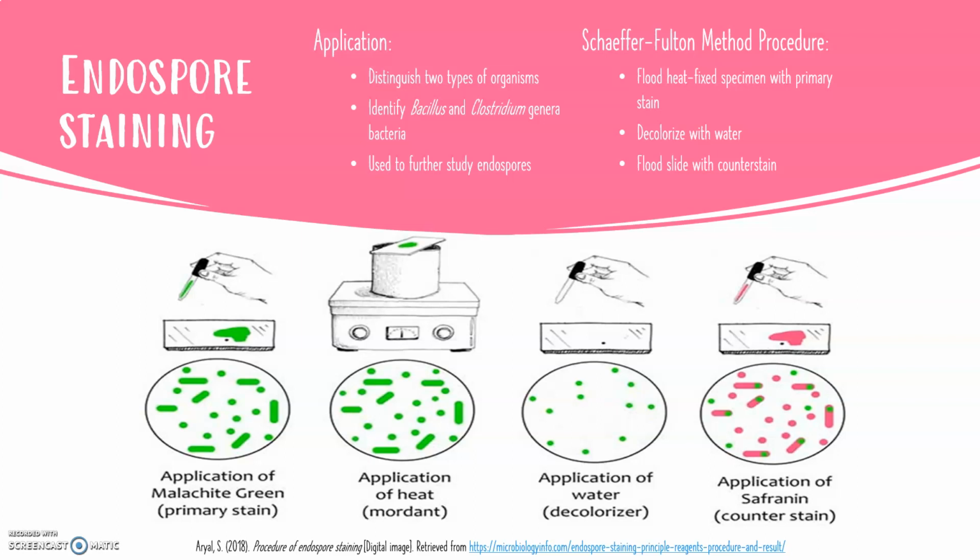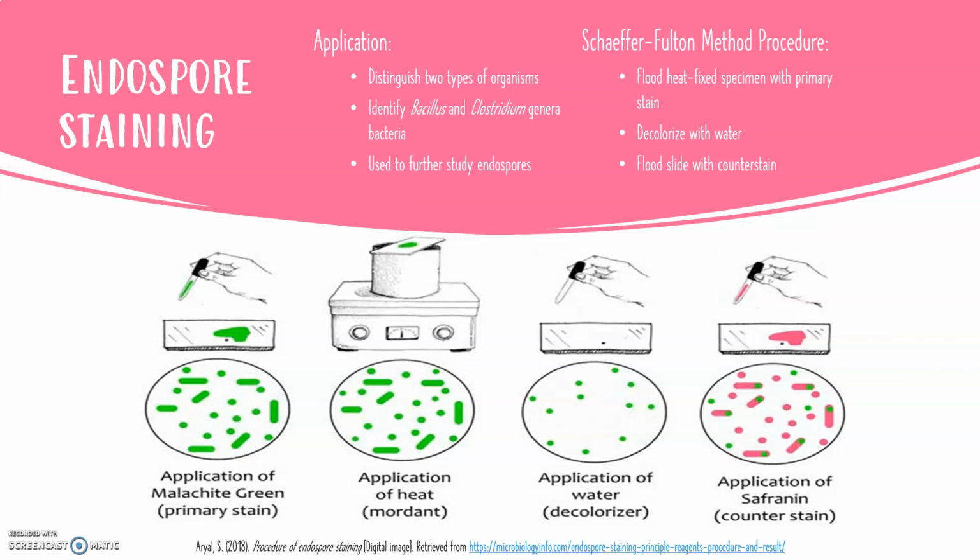This staining technique is used to identify Bacillus and Clostridium bacteria, which is very important because Bacillus anthracis is a bacterial species that causes anthrax, and Clostridium difficile is the bacterial species that is responsible for the hospital-acquired infection, which is also known as C. diff. This technique is also used to further study endospores.